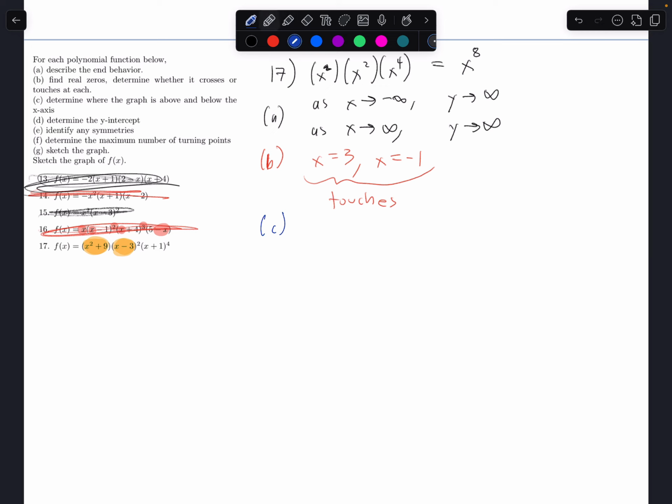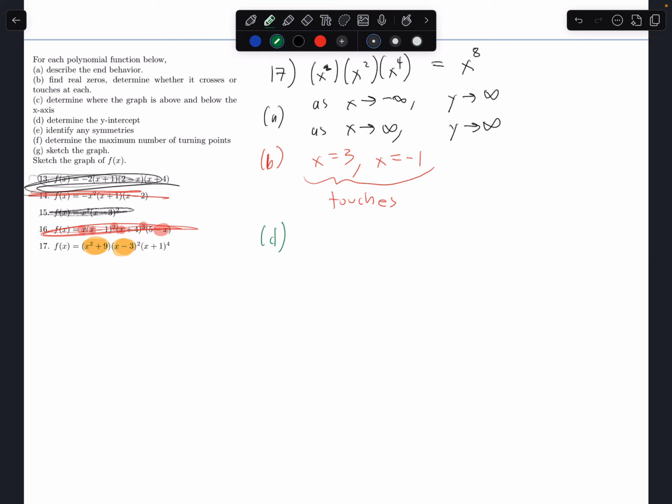We're going to skip part C for now, like we always do. I say skipping C, but really I'm showing C in the graph, right? And if you wanted to, you could go back and track the intervals.